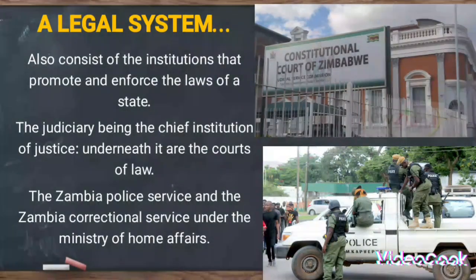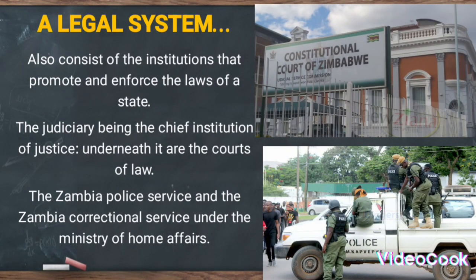A legal system also consists of the institutions that promote and enforce the laws of a state. So we are talking about the judiciary and all the institutions under the judiciary, the courts of law, from the local courts, the magistrate courts, the high court, and all the other courts at the level of the high court, all the way to the Supreme Court, the Court of Appeal, and the Constitutional Court. So all of these are falling under the domain of the judiciary, and they are institutions put in place to promote and enforce the laws of a state. The Zambian police also is part of the institutions that enforce the law. And of course, we have the Zambia Correctional Services, the prison service, which are falling under the Ministry of Home Affairs. All of these institutions are part of the legal system.